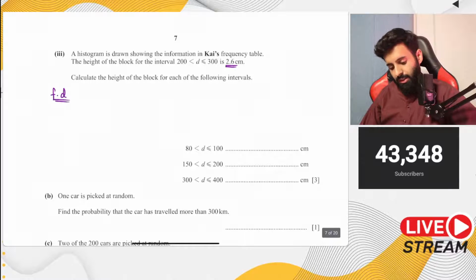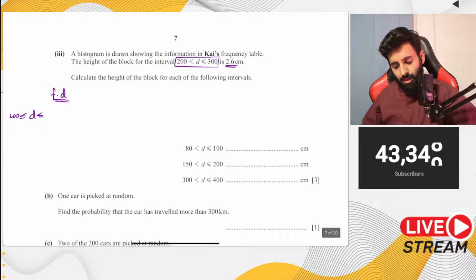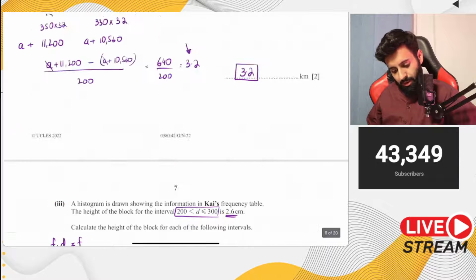So let's start with this interval, 200 to 300. The interval that is 200 to 300, how will I work out the frequency density? Here's how I'll do it. Frequency upon class width is what frequency density is equal to. So what is the frequency for 200 to 300? Let's go work it out.